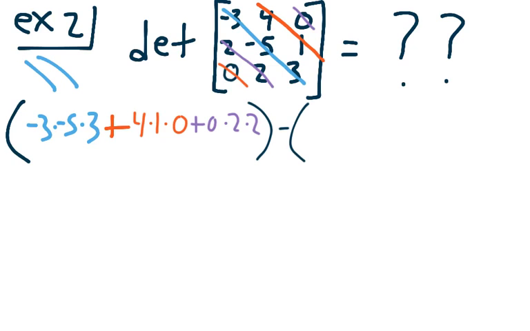Okay. Then we go the other direction. We'll go a nice little yellow color. Yellow, orange, whatever. 0 times negative 5 times 0. And then we'll go green. So 2 times 1 times negative 3.